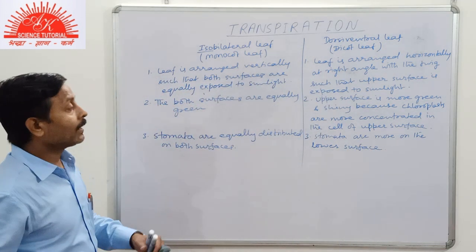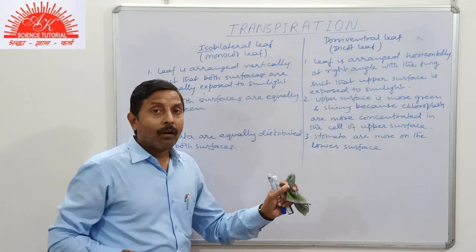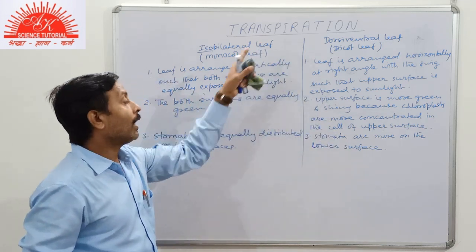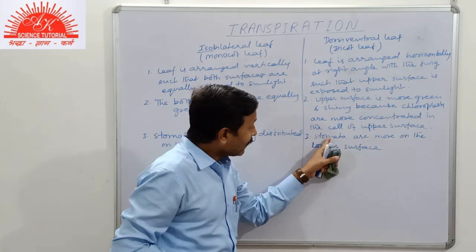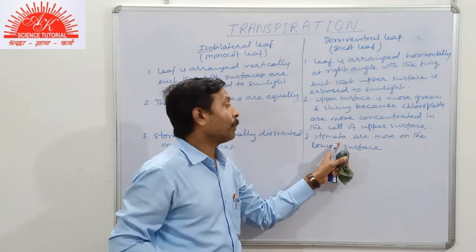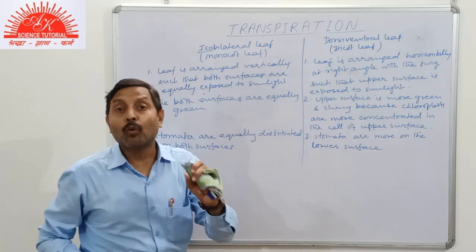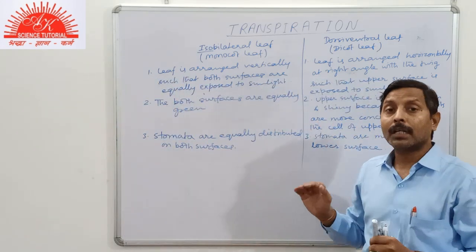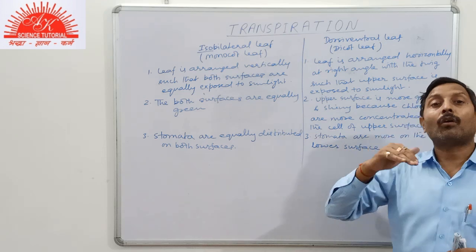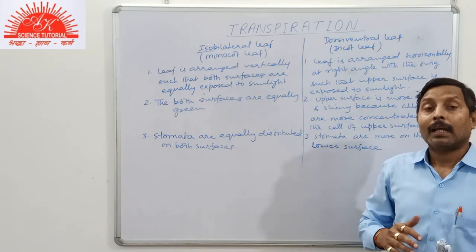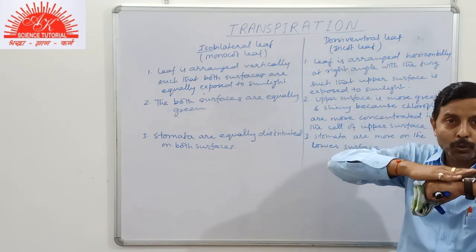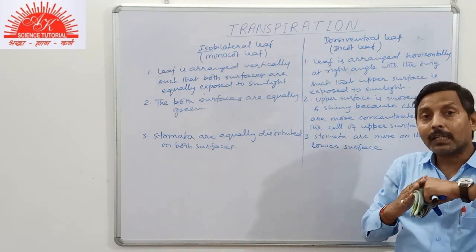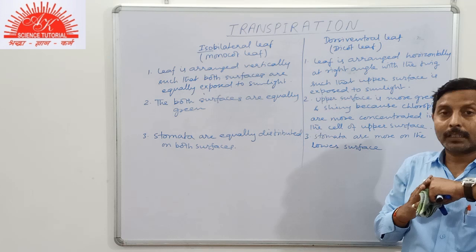That is, in this case there is a negligible number of stomata on the upper surface, whereas there is a maximum number of stomata on the lower surface. What is the reason behind it? Because if stomata were present on the upper surface, since it is directly exposed to sunlight, maximum transpiration would take place and the leaf may wilt.